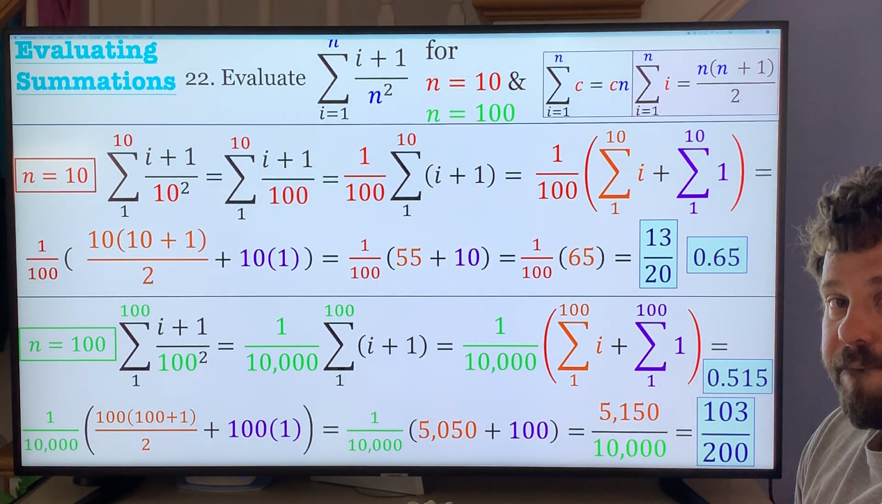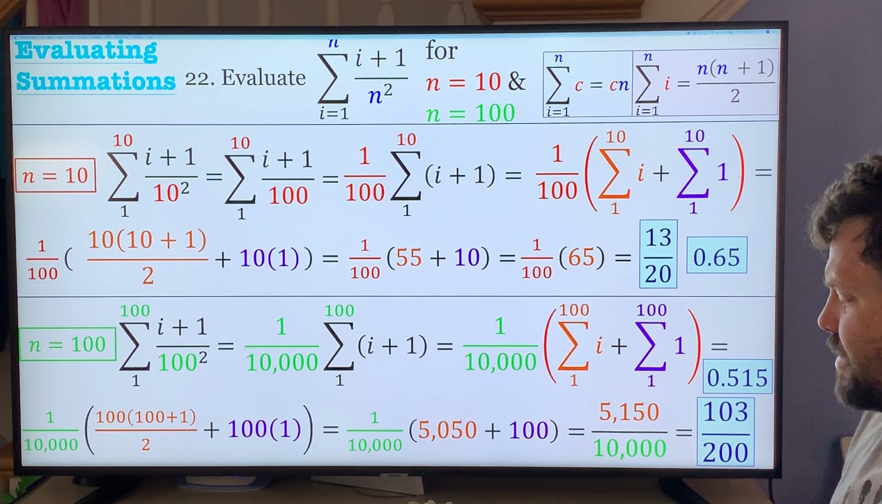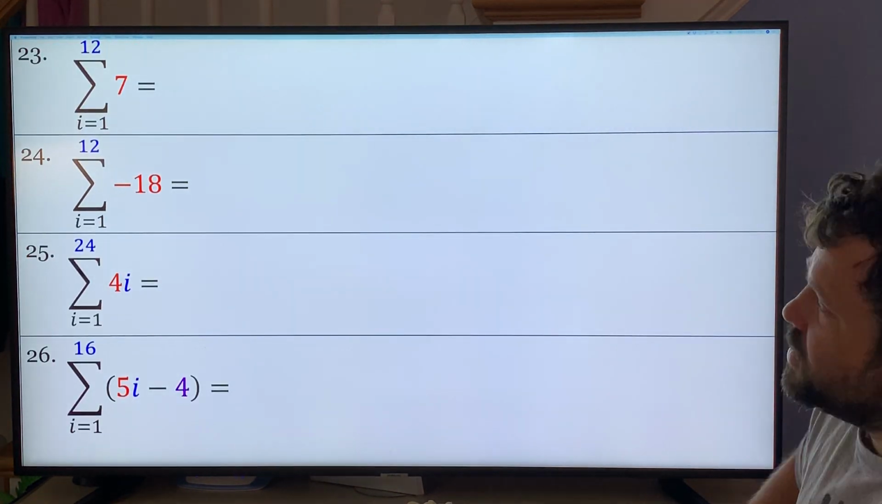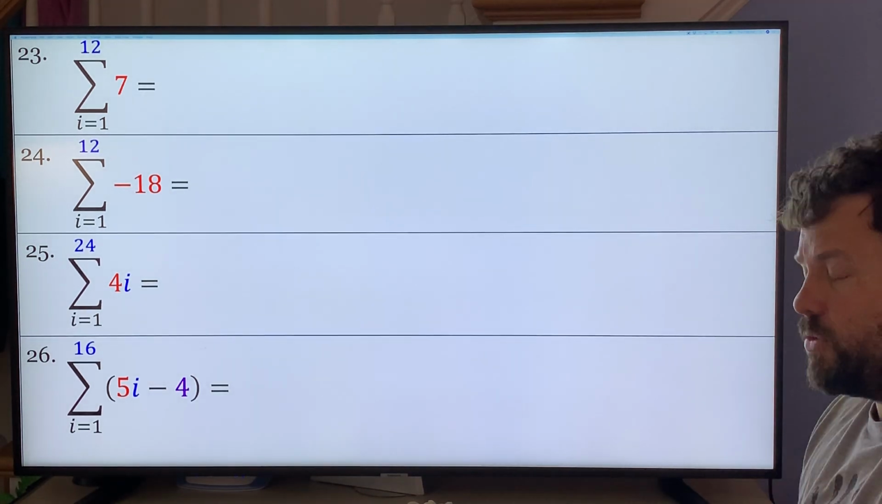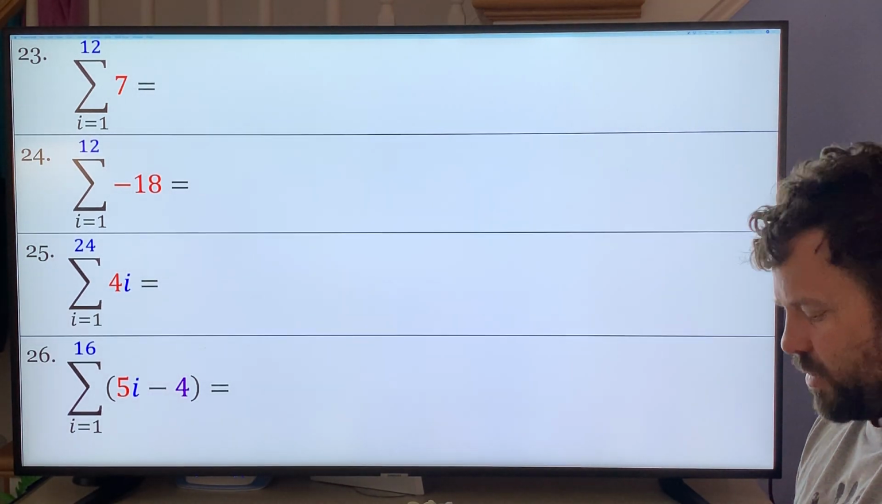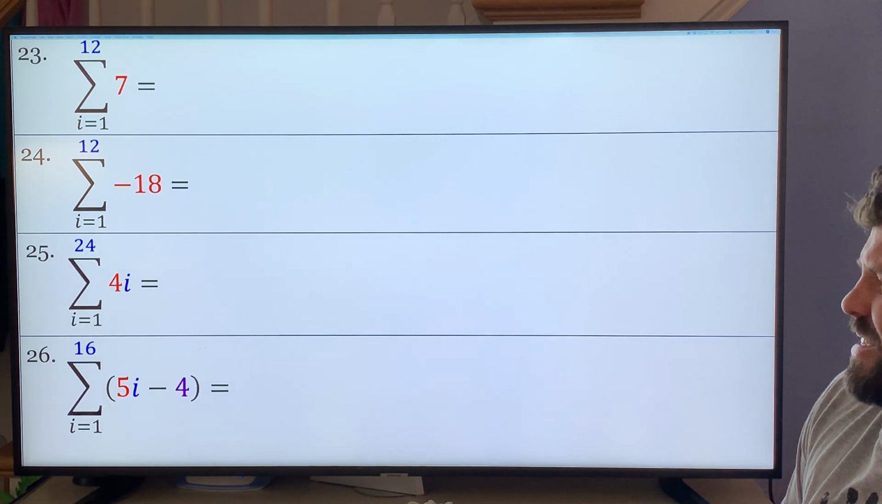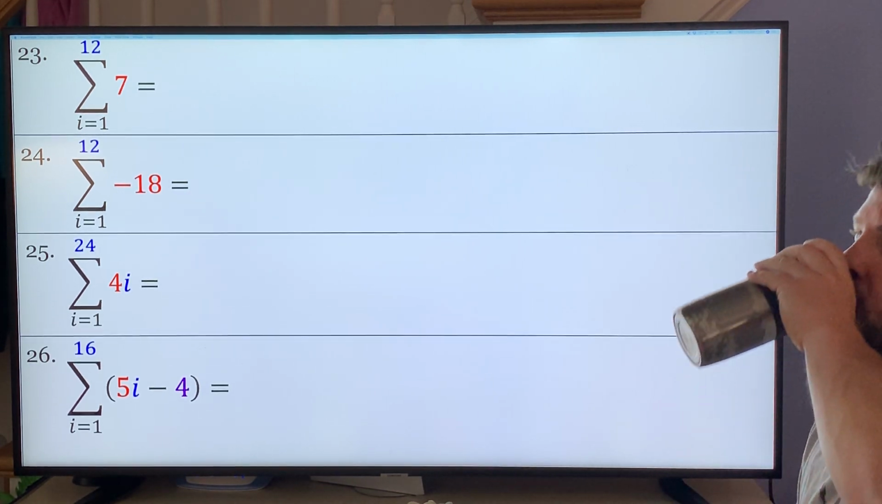You get it? Not yet? We'll get it there. Let's do some more examples. Why don't you guys attempt problems 23 through 26? If you do not get it, we will go over it in 1 second. Let me take a sip of coffee real quick.